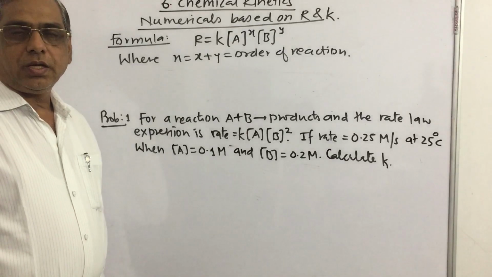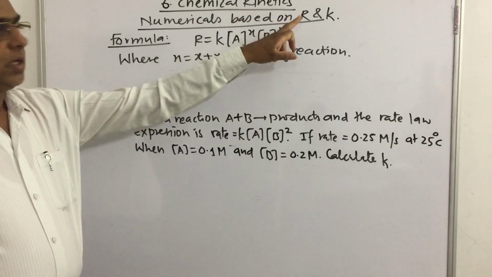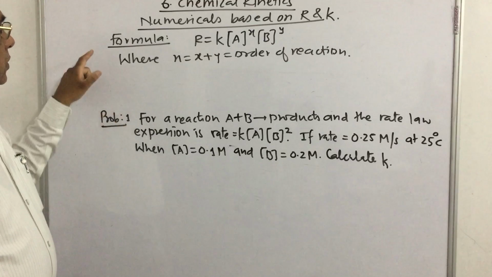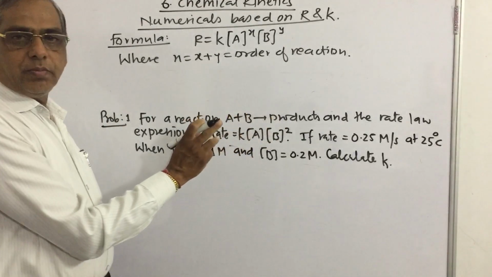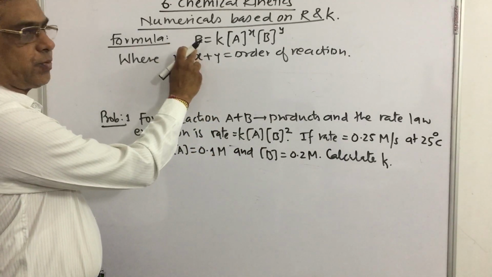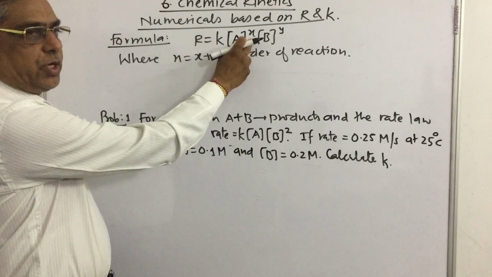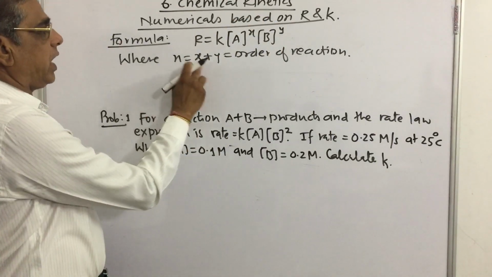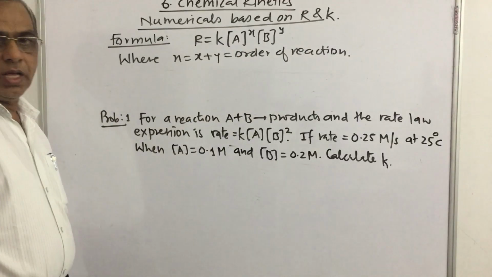Hello student. In this lecture we want to study the numericals based on the rate and the rate constant K. Suppose we consider a hypothetical reaction A plus B gives products. For this, the rate law expression is rate equal to K into concentration of A raised to the power X and B raised to the power Y, where X plus Y is called the order of reaction. Suppose it is denoted by the letter N.